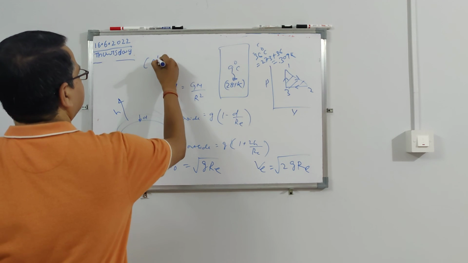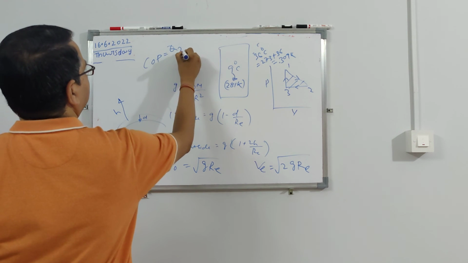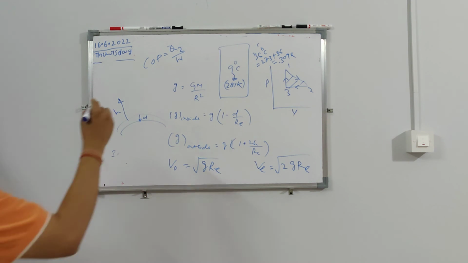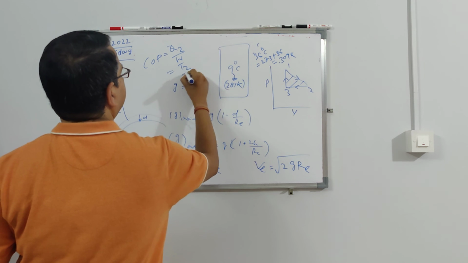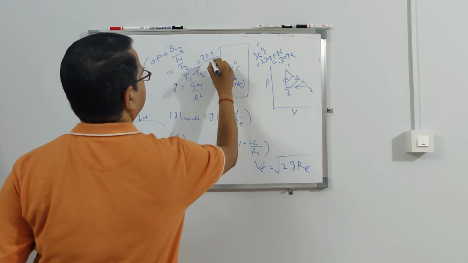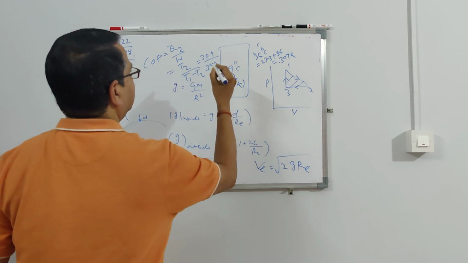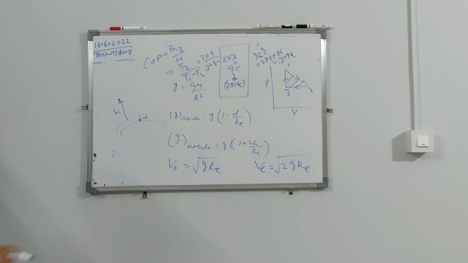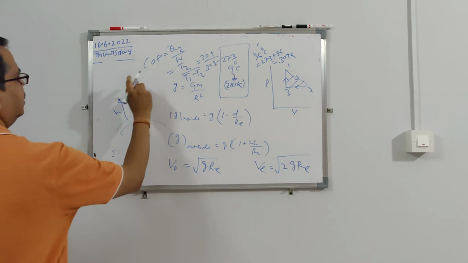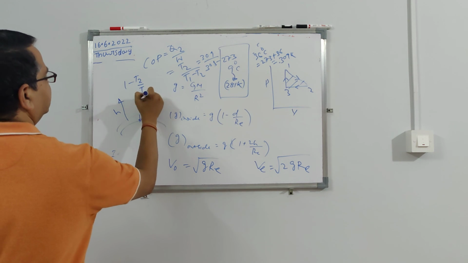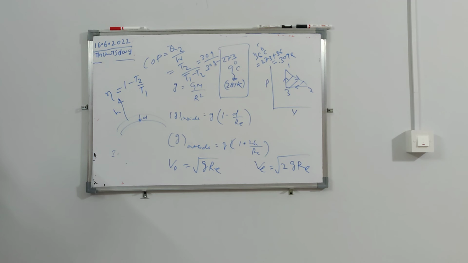Coefficient of performance we have done: Q2 by W, which is nothing but T2 by T1 minus T2. So this is 309 divided by 309 minus 270. So this is how you find the coefficient of performance of a refrigerator. For a heat engine, it will be 1 minus T2 by T1. That is the efficiency. So now you know what is efficiency and what is coefficient. Okay. So that's all.